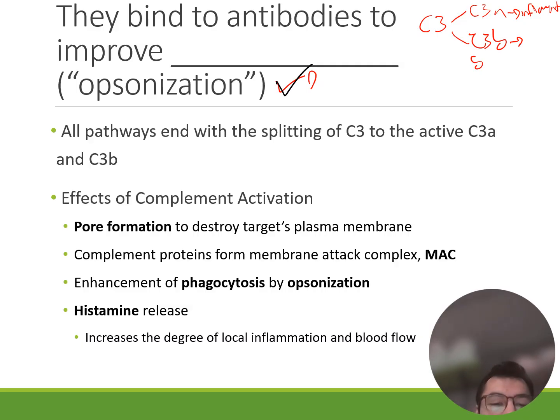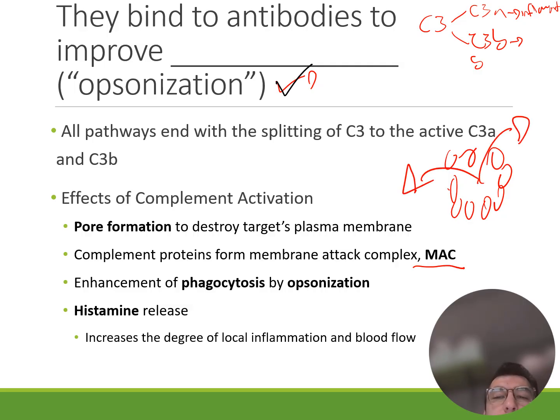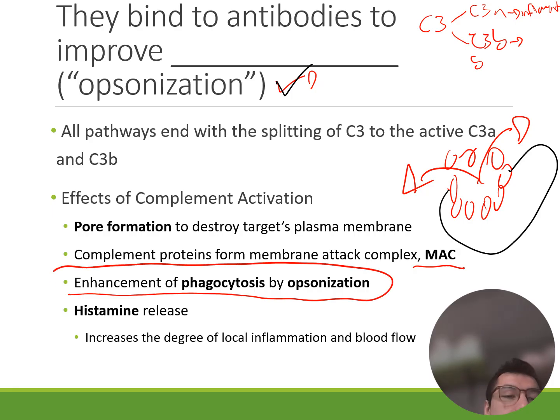Effects of complement activation. We have pore formation to destroy the target cell membrane. Remember that that is the end result. Once we have all the proteins fixated together, we create a membrane attack complex. And that membrane attack complex allows for that cytolysis, or the breakdown of that pathogen, by leaching out all of the nutrients within, and the cell cannot maintain its homeostatic state anymore, and it destroys itself. The C3b coating, or opsonization, is what is enhancing that phagocytosis by the macrophage.